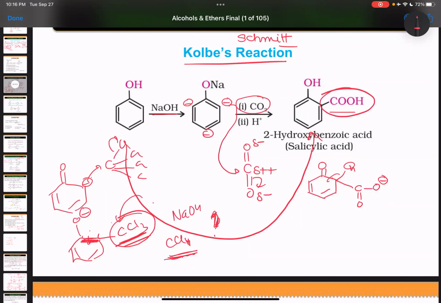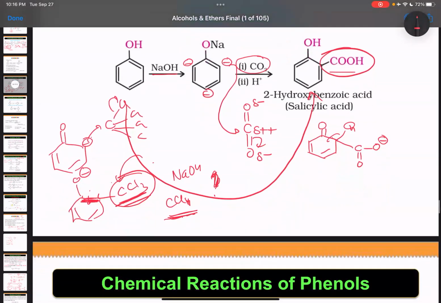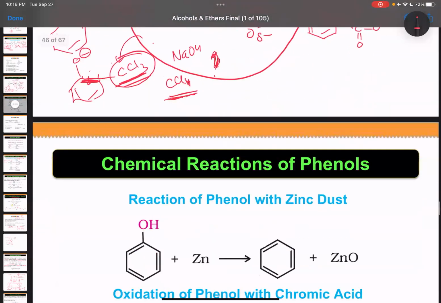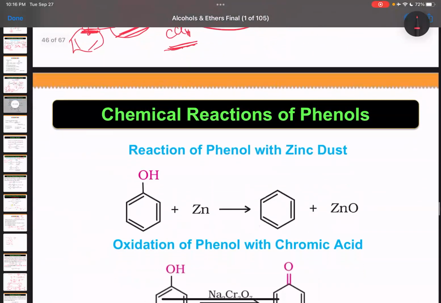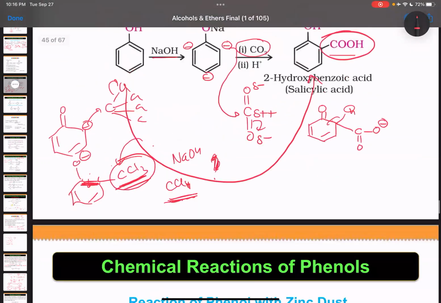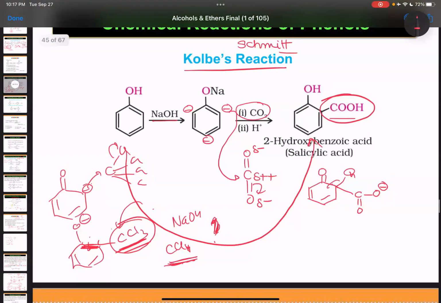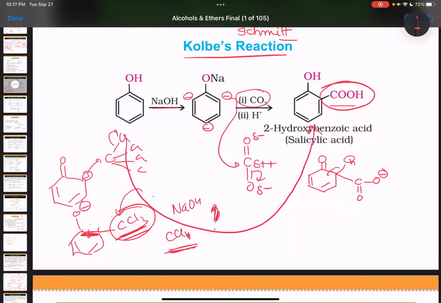Is it clear? Yes, yes, sir. Right? And so that is also similar, but not similar because the products are different, the reagents are also different. But at first sight, they may look similar. Is it clear? Yes, sir. And that's a very important thing.